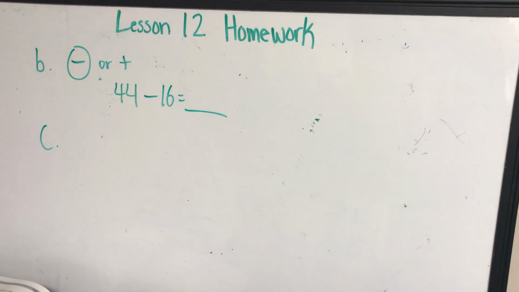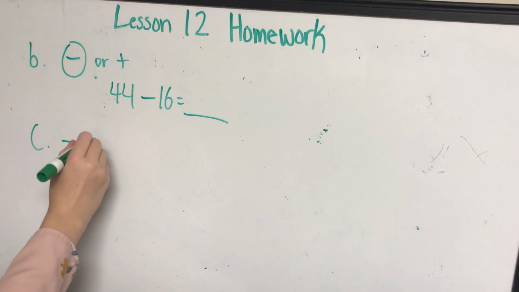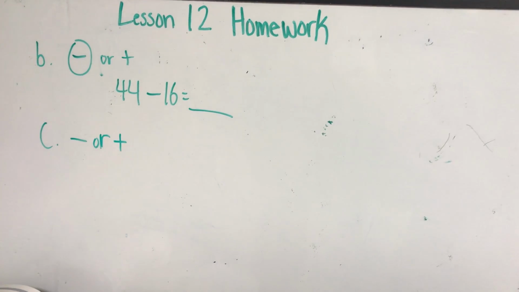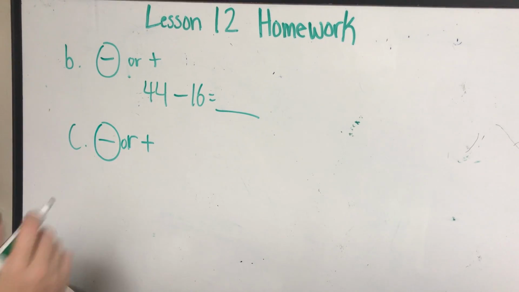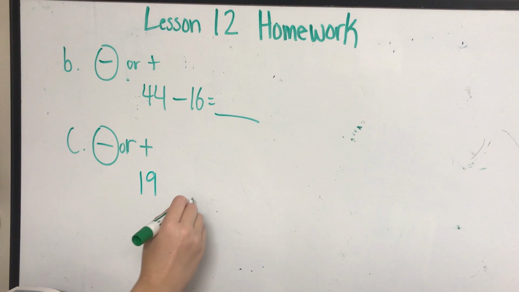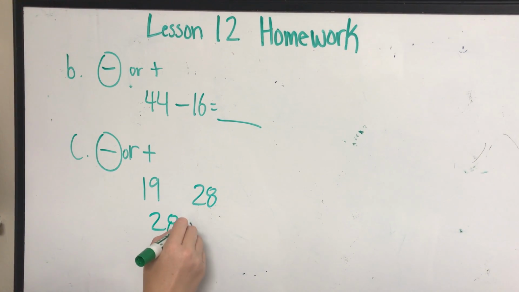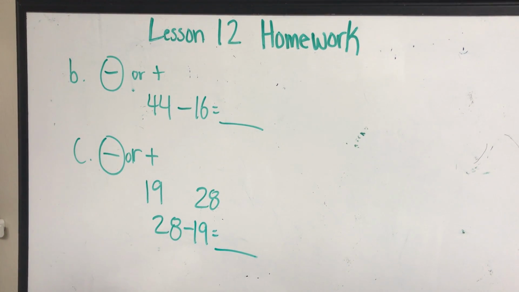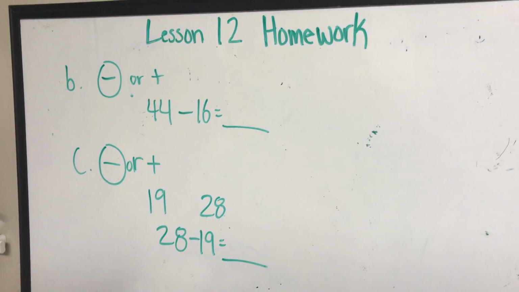For C, C says how many fewer. The word fewer, is fewer subtract or add? Fewer is always subtract. How many fewer students voted for apple juice than for milk? So you have the number of apple juice and the number for milk. You're going to subtract them. You're going to do 28 minus 19 equals what? So go ahead and pause here. You know the equations you have to do. You just now have to do it vertical in picture form.